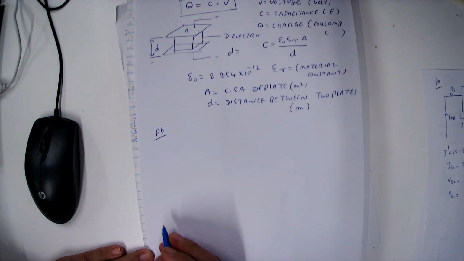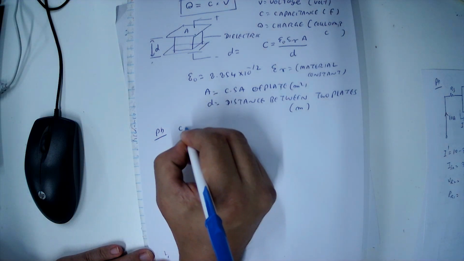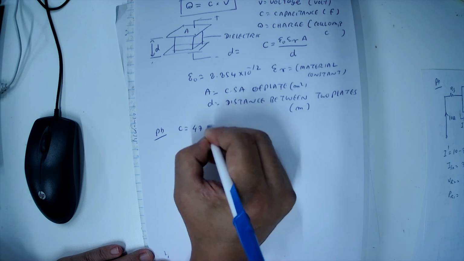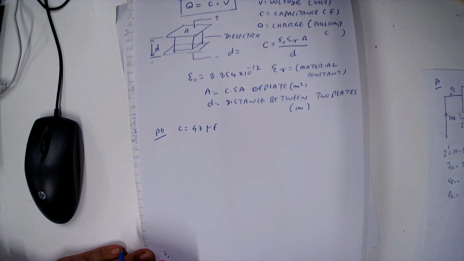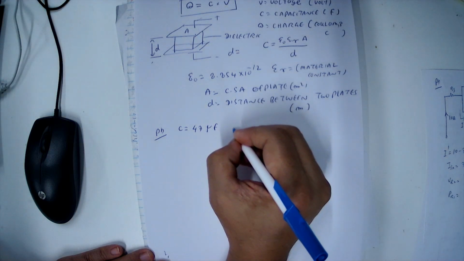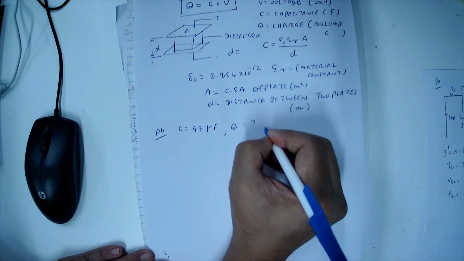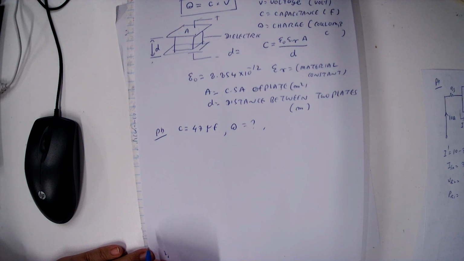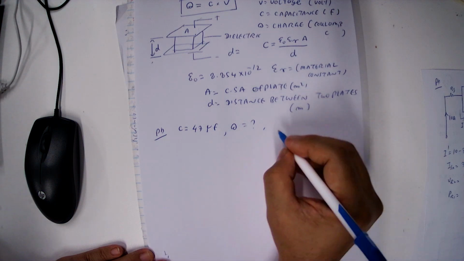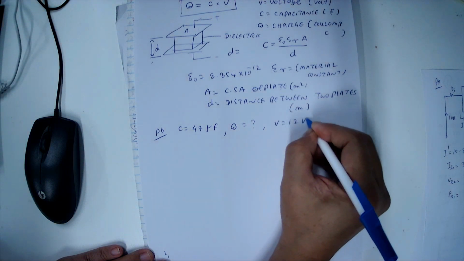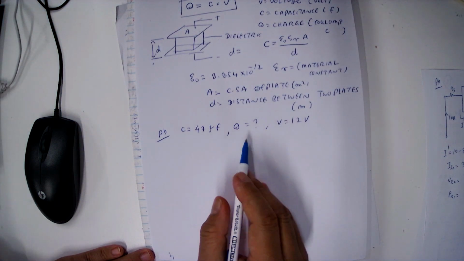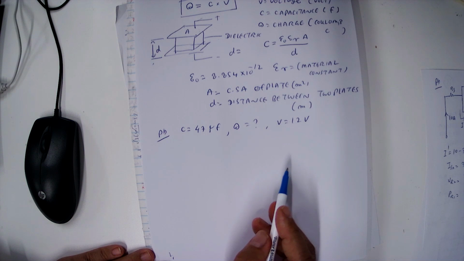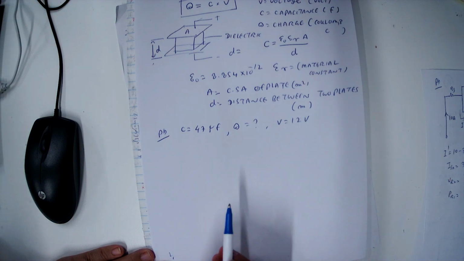Determine the charge of a 47 microfarad capacitor. So the capacitance value given is 47 microfarad. We have to calculate the charge. And that capacitor is connected to a 12 volt supply, V equal to 12 volt. We need to find the coulomb at 12 volt.